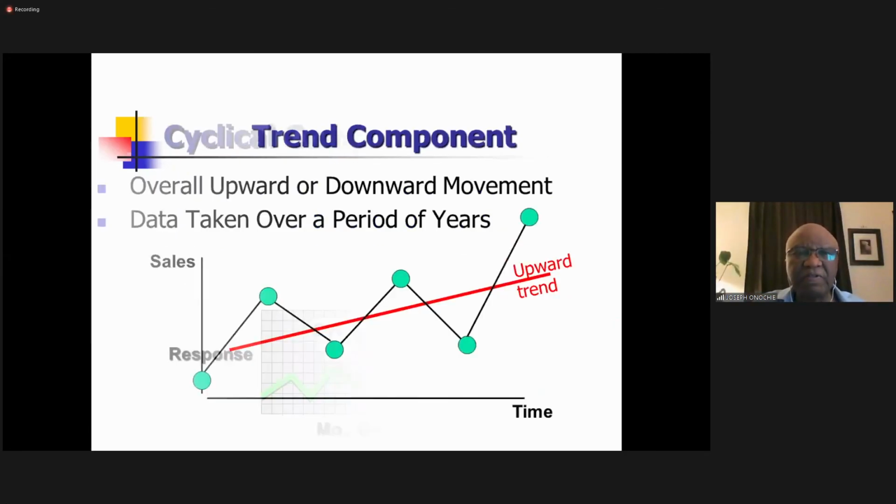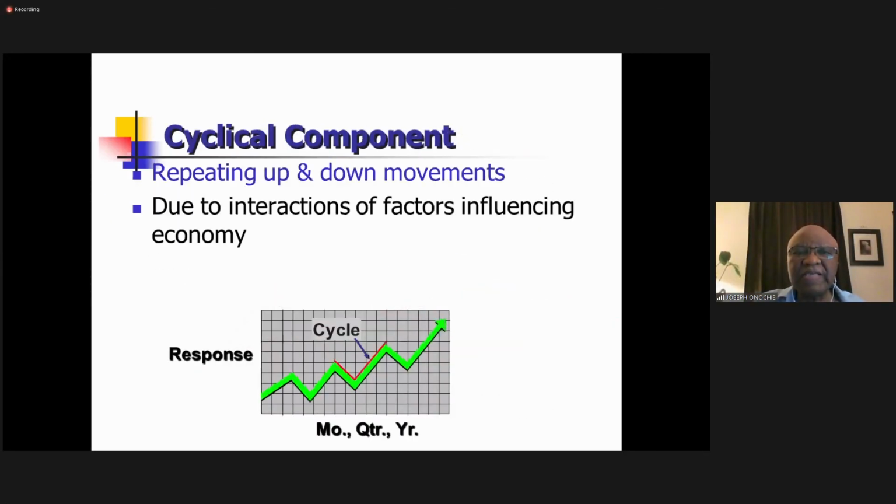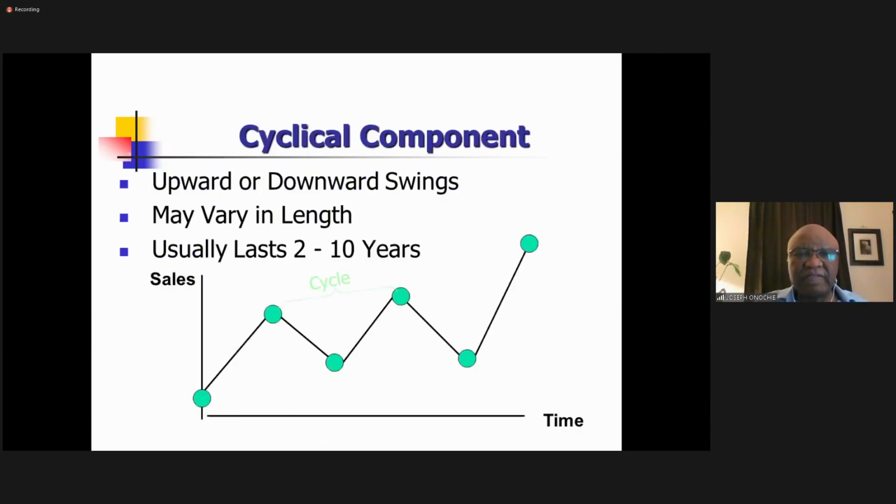But the cycle is repeating up or down. So it goes up and then comes down and then goes up and comes down over reasonably long periods, intermediate, 2 to 10 years. That's the cycle. The most famous example is the business cycle. Then the season.